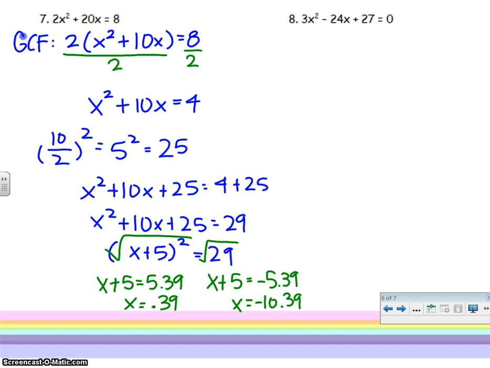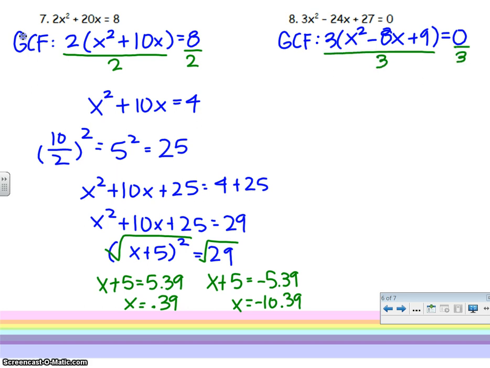And lastly, got a couple things to adjust here. We see that we have a GCF of 3. We can go ahead and we can take that out of everything. So we take out our 3, left with x squared minus 8x plus 9 equals 0. We can divide 3 out of there. Zero divided by 3 is just 0. We have x squared minus 8x plus 9 is equal to 0. We need to move 9 to the other side.